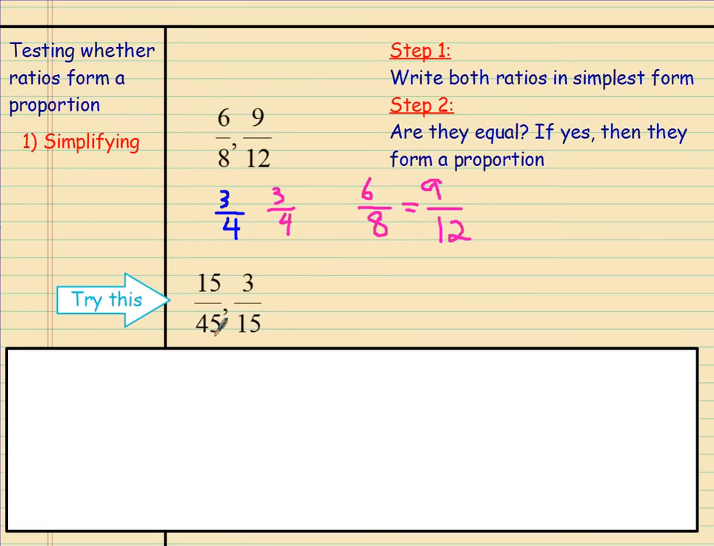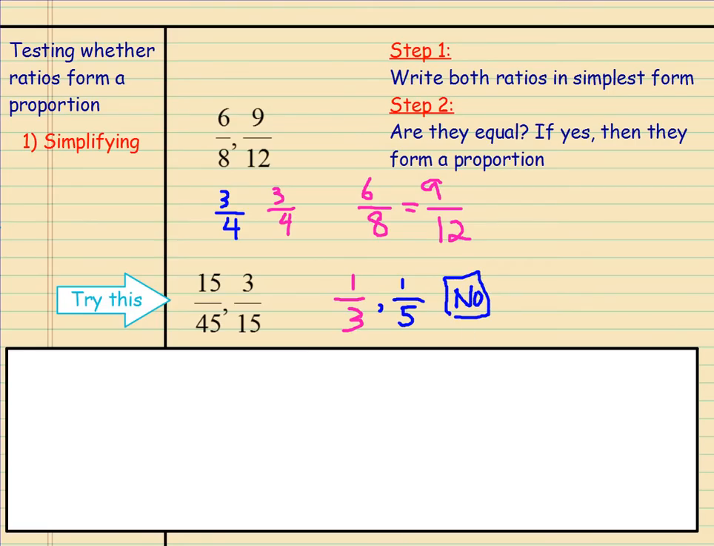15 to 45 can both divide by 15. 15 divided by 15 is 1. 45 divided by 15 is 3. Now this one here, 3 and 15, they both divide by 3. So 3 divided by 3 is 1. 15 divided by 3 is 5. Now are these equal? No, they are not. So these do not form a proportion.